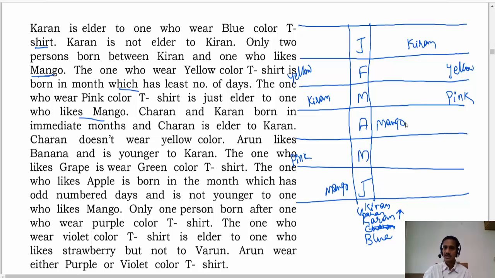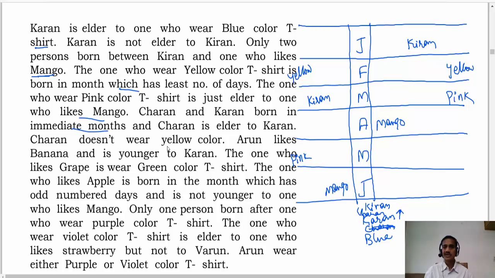Here, Charan and Karan can be in any possible way, isn't it? Now if blue is here, Charan and Karan are adjacent. If blue is here, Charan and Karan in any order. Next one, Charan and Karan born in immediate months. Charan is elder to Karan.